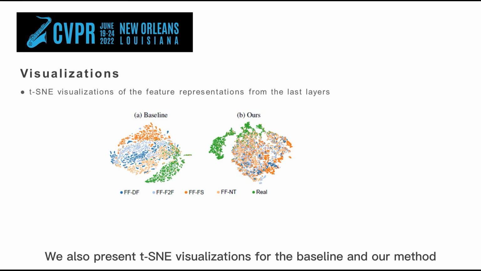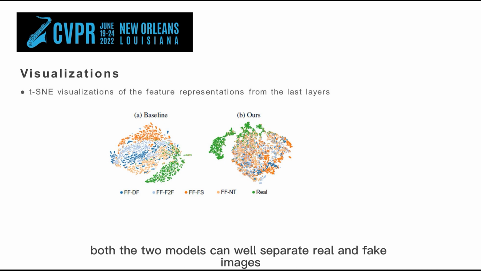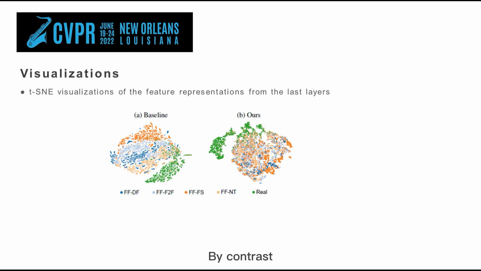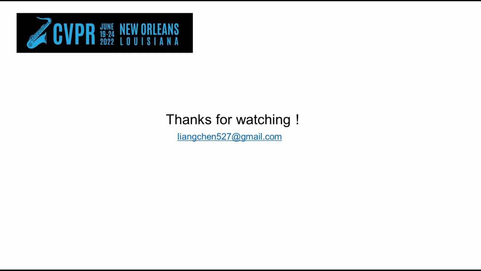We also present TSNE visualizations for the baseline and our method. As shown, both the two models can well separate real and fake images, but the baseline model reveals unique artifacts of each face manipulation algorithm, as the dots from different methods scatter clearly. By contrast, the dots are mixed together in ours, indicating that our method can find more common features among the forgeries for better generalization.